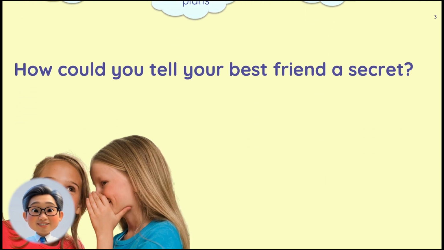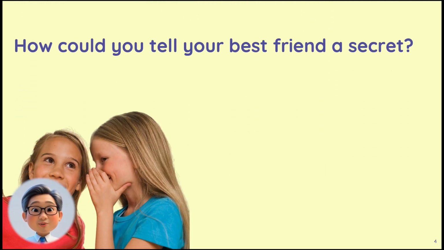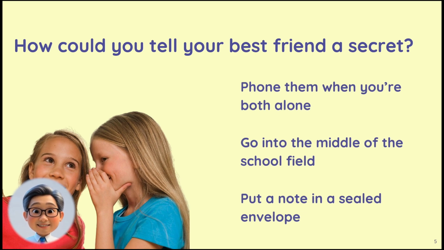Let's bring it back to a simpler example. Imagine you have a secret you want to share with your best friend and only your best friend. How could you do it without anyone else finding out? You could find a private space, like the middle of a field, or call them when no one else is around to overhear. You could also write it down and put it in a sealed envelope. These methods rely on creating a secure physical environment or channel.